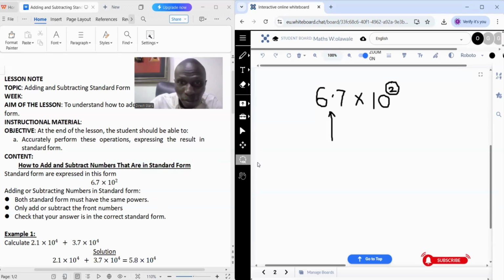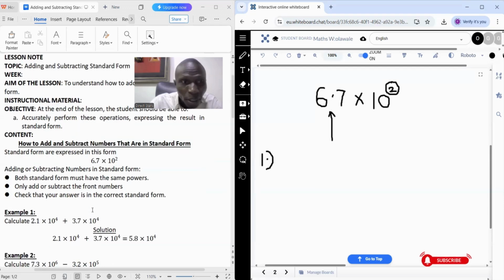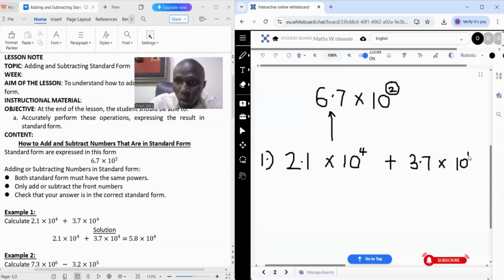Example 1. Here we are asked to calculate 2.1 multiplied by 10 raised to the power of 4, plus another standard form, which is 3.7 multiplied by 10 raised to the power of 4.